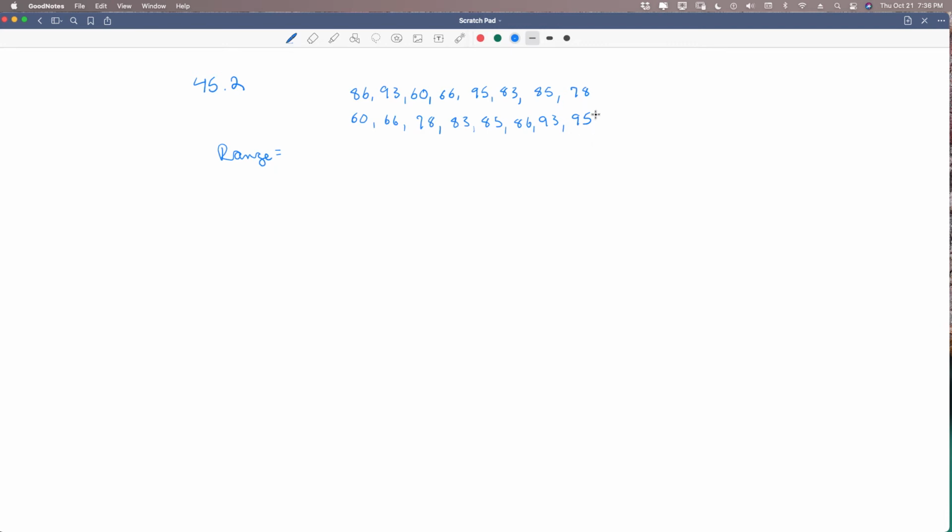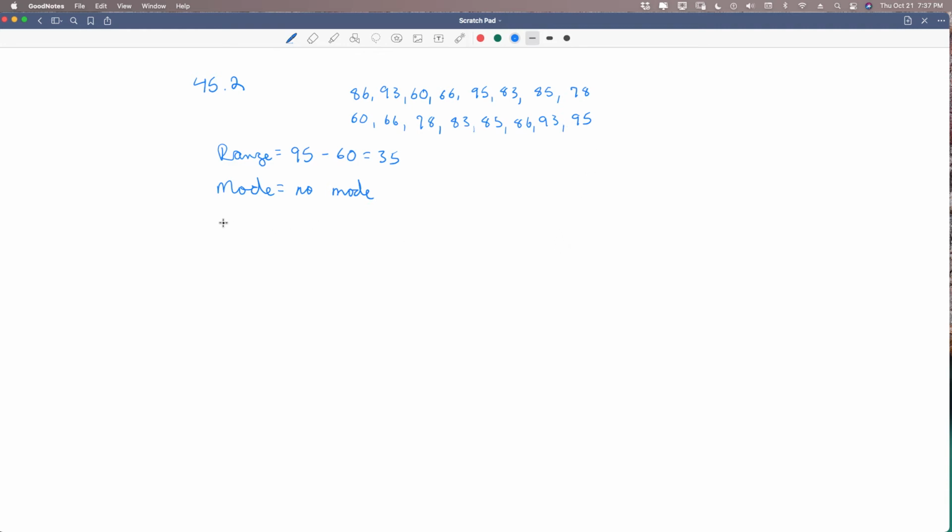So we're going to take the highest number, which is on this end, subtract the lowest number, which is on this end. So the range is 35. All right, the mode. Do we have a number that's used more than once? There is no mode because every number is unique.